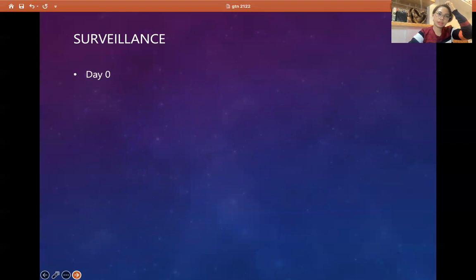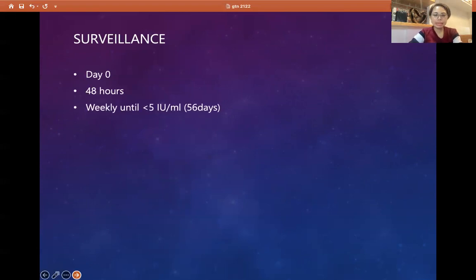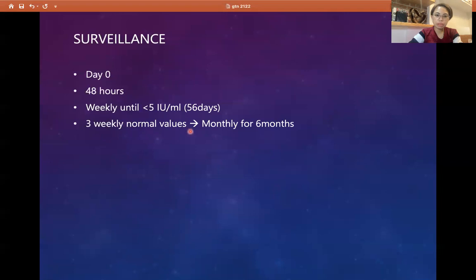All right. Surveillance, what do we do? So we get beta HCG, of course, at day 0 prior to suction D&C. Then 48 hours immediately from evacuation. Then weekly until the results become negative. Usually the span is 56 days. So better prognosis if there is normalization before 56 days. And then once there is a normal result, we should do a weekly beta HCG, 3 weekly beta HCG measurements.